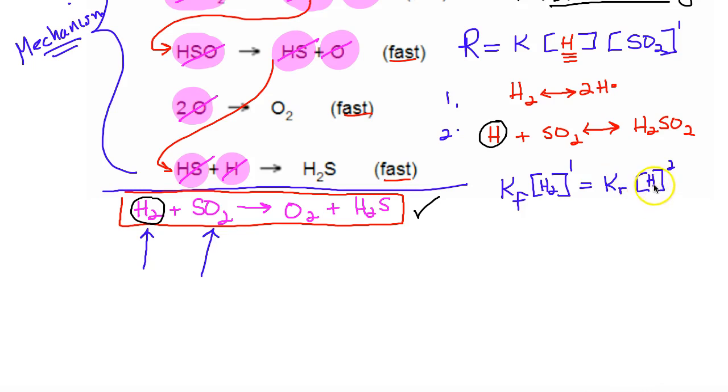Now, I want to solve for the H. Why? Because if I have its equivalent, I can put that right in here. So let's solve for the H. H to the second order, which I got because of this coefficient in the reverse, equals H2 times the rate law constant of the forward divided by the rate law constant in the reverse, KF over KR. I'm just doing algebra.